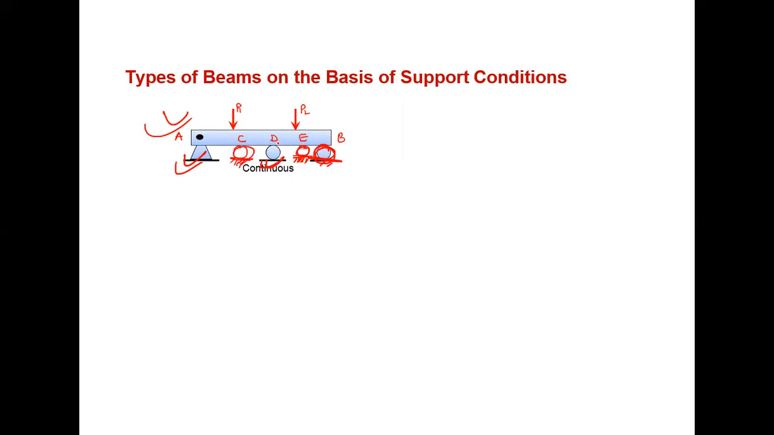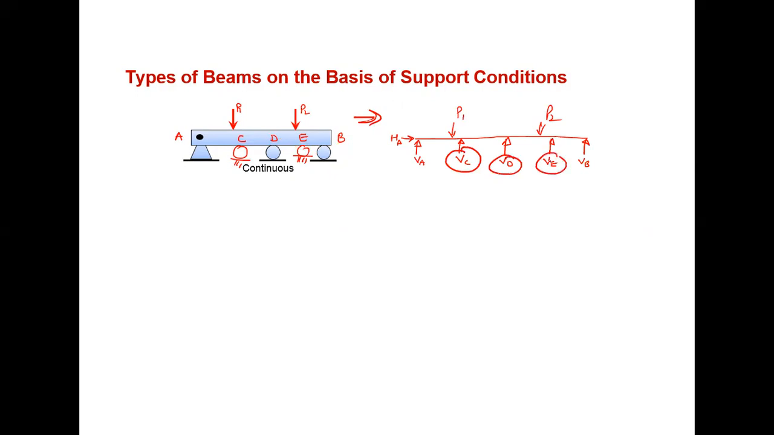So if you are using redundant supports, then you will call the beam a continuous beam, and solving such type of beam through force balance or moment balance is not possible statically. So we call them statically indeterminate beams. Okay. You can draw the free body diagram, but you cannot find out these many unknowns through three equations, that are force balance and moment balance.